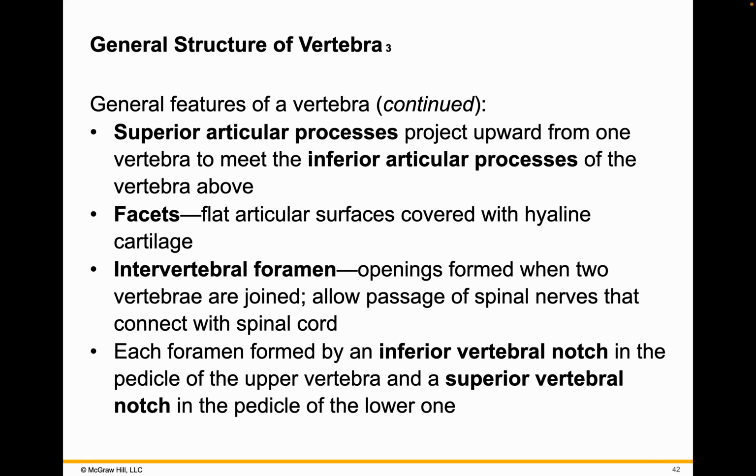The intervertebral foramen is the opening formed when 2 vertebrae are joined. It allows passage of the spinal nerves that connect with the spinal cord. Each foramen is formed by an inferior vertebral notch in the pedicle of the upper vertebrae and the superior vertebral notch in the pedicle of the lower vertebrae.